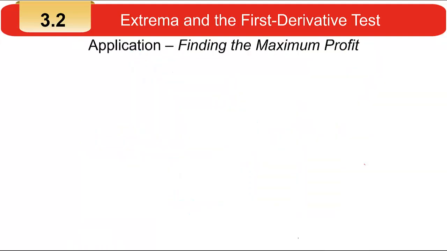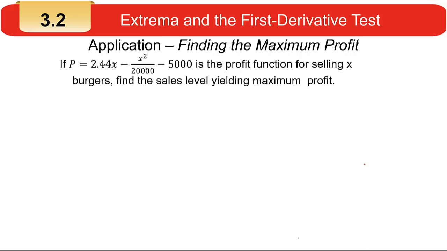Let's end with a business example of finding a maximum profit. Suppose we have a company that's making some product, we'll call them burgers, and we have a profit function, which is polynomial in this case, that describes the profit from selling x burgers. And we want to find the sales level that will give maximum profit. Now, if you're in business, you're very interested in making a maximum profit, so this should be an interesting problem.